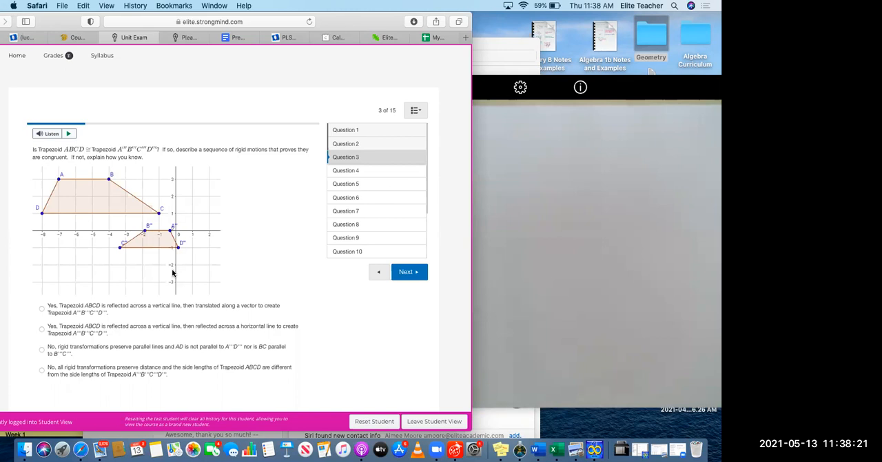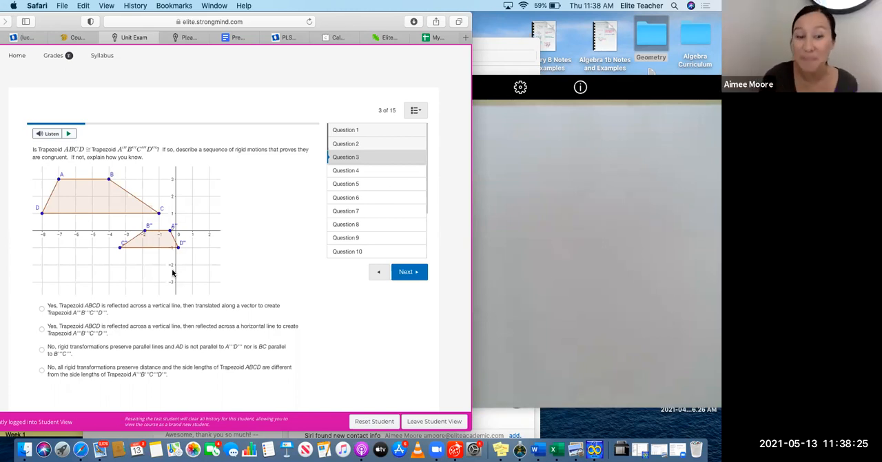Yes. Well, no. They're similar. Okay, they might be similar, but are they congruent? In order to do rigid motions, they would have to be congruent, right? Because the size and the shape don't change when we do those.